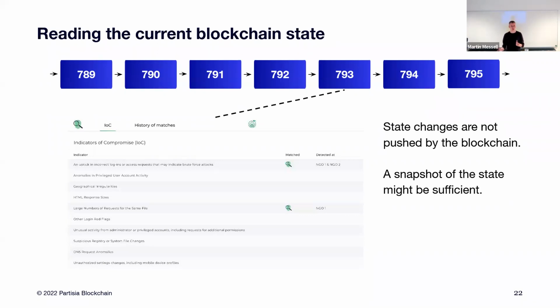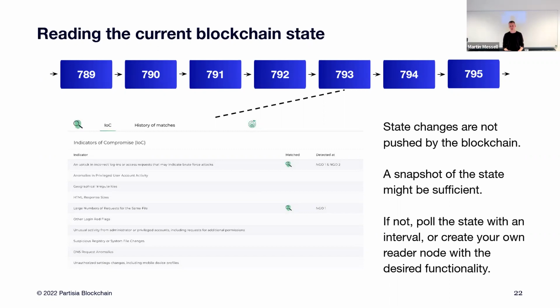So for some applications that do not change state that often, in this case the CPI, Cybersecurity Institute application, is one of those where I think a snapshot is sufficient. Then you can just refresh the page if you want to see if something has changed. But if that's not sufficient, you can poll the state. So you can ask, give me the state now, with a fixed interval. What is it now? What is it now?